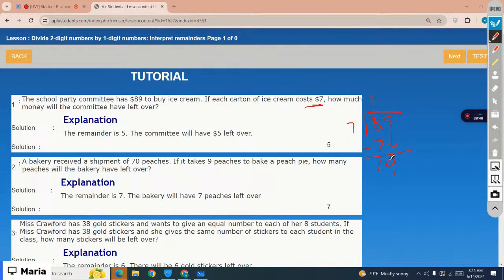So 7 until 19. 7 times 2 is 14, right? 19 minus 14 is 5. So that means if the committee has $89 and buys ice cream for $7 each, they are left with $5, right? After buying 12 ice creams, they are still left with $5. The committee is still left with $5. Got it?